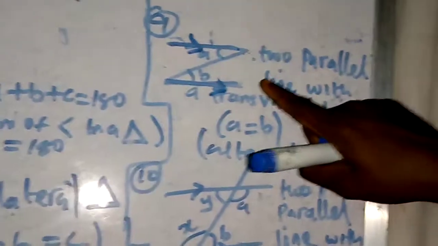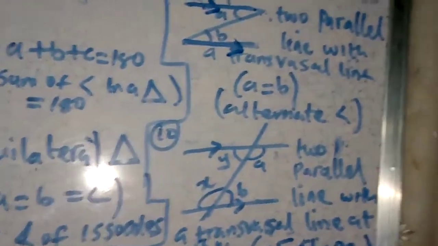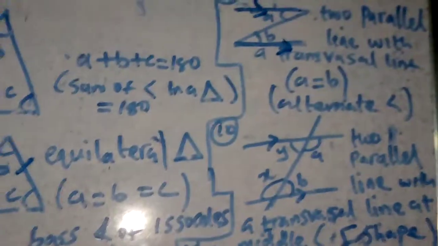When you see a question like this, two parallel lines linked with a transversal line, you must know that A equals B. The reason is alternate angles. The reason for the rule that A equals B is alternate angle.